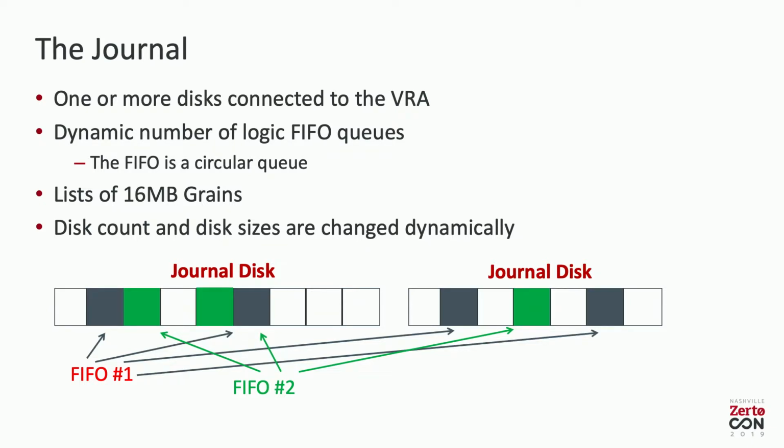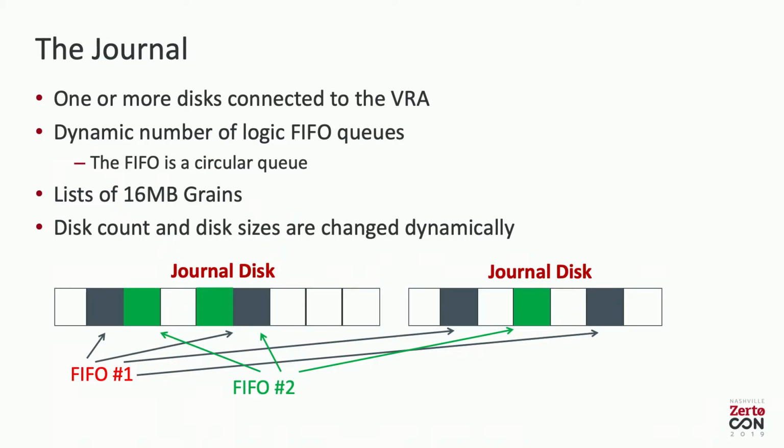FIFO queues, and the other way around. Once they empty up, we can defragment it, start moving all of the used ones into one journal disk or fewer journal disks, and the ones that are completely free can be released, and we can release the storage.